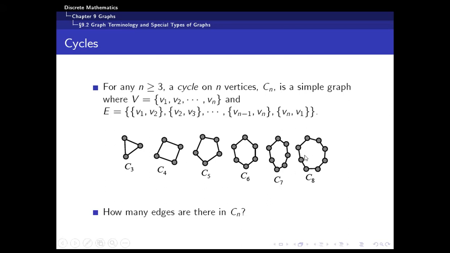Okay, in here the number of nodes is 8, and you can find that the number of edges is also 8. That means in a cycle graph, the number of nodes and the number of edges will be equal. Clear? Yes, sir. So now can you tell me how many edges are there in the Cn graph? N, sir. N number of edges.